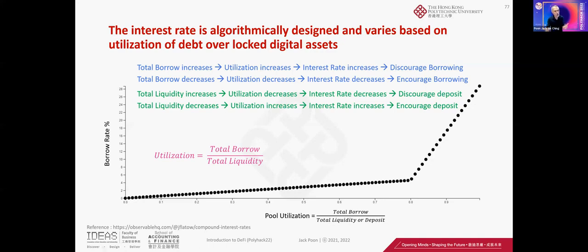And this slope here essentially follows some kind of economic principle to encourage and discourage behavior in order to keep everything at equilibrium. When I say equilibrium, what it means is you don't want to have excessive borrowing.